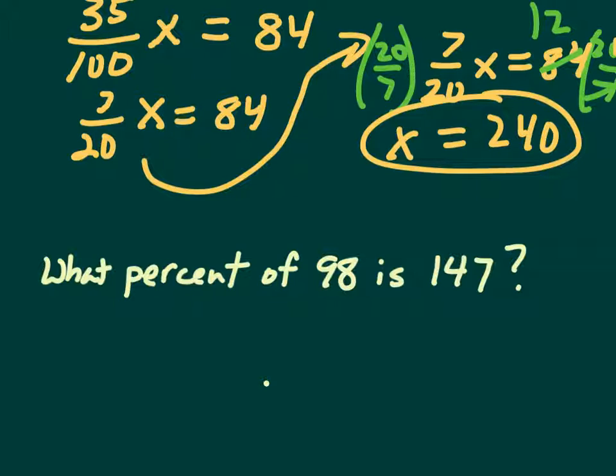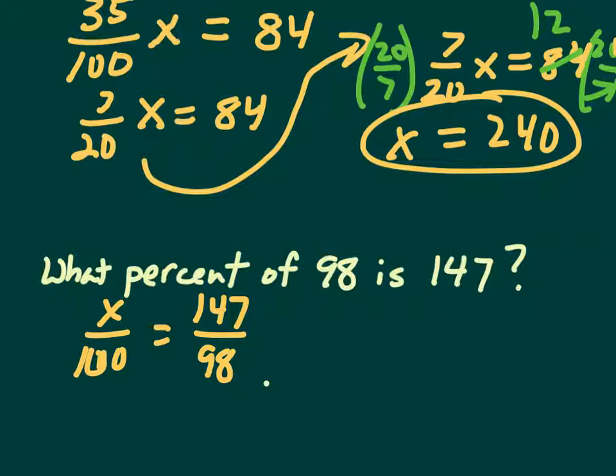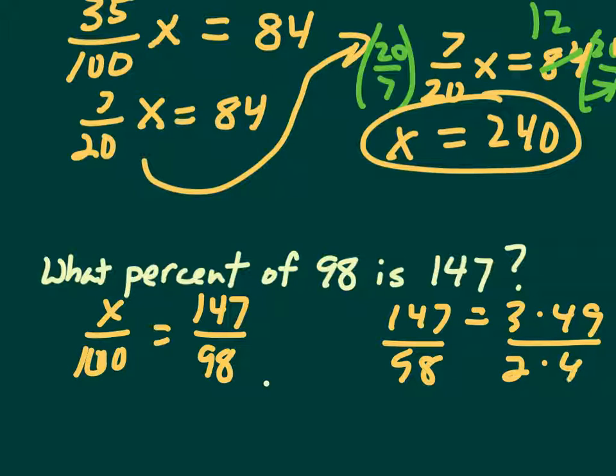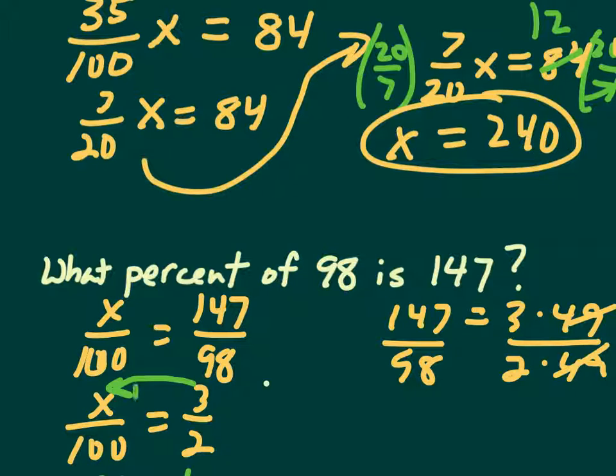In this last example on this page, I say, what percent of 98 is 147? So remember, 147 is more than 98, so I'm going to go x over 100 equals, of 98, that means the 98 goes to the denominator. I have 147. Now hopefully you're attentive to the fact that 98 and 147 have a common factor of 49, so that's 3 times 49 over 2 times 49, so that's 3 halves. So I have x over 100 equals 3 halves, and so I've just got a multiplier here of times 50.